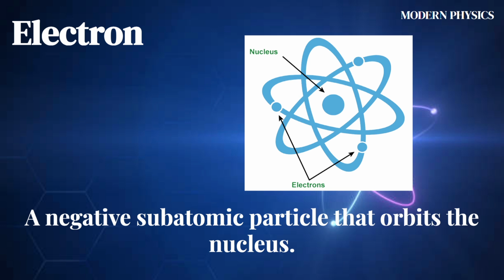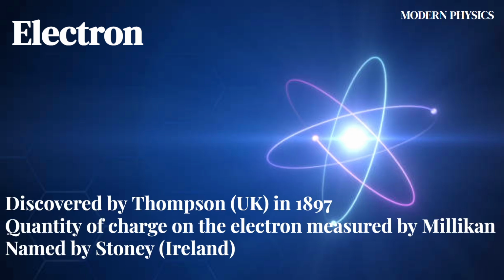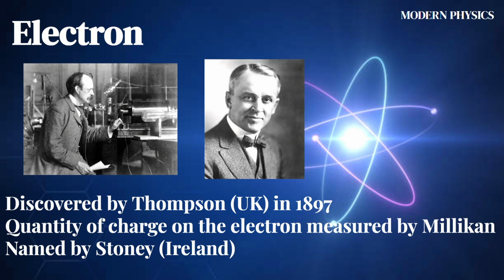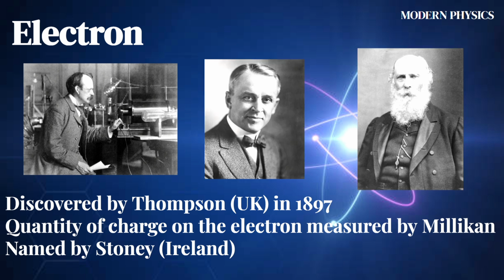Electron is a negative subatomic particle that orbits the nucleus. It was discovered by Thomson in 1897. The charge of the electron was measured by Millikan. Electron got its name from Stoney, who was an Irish scientist.